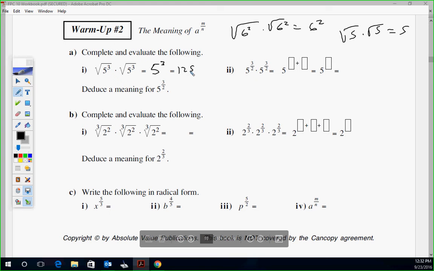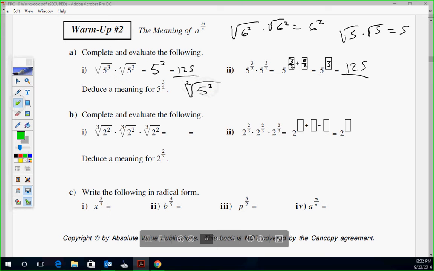Okay, so then what they're going to do now is they're changing a fraction. 5 to the 3 halves times 5 to the 3 halves. So I'm going to go 3 halves plus 3 halves, which is 6 halves, which is 5 cubed. 6 over 2 is 3. So 3 plus 3 is 6, over 2 is 3 again, which equals 125. So again, you're seeing, so deduce the meaning of 5 to the 3 halves. It's the square root of 5 cubed.